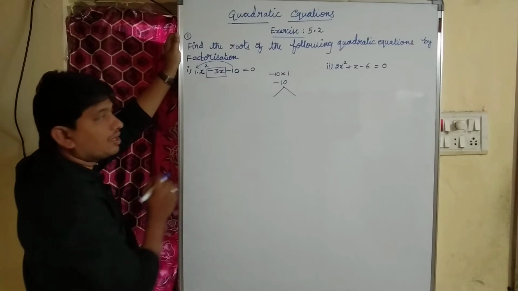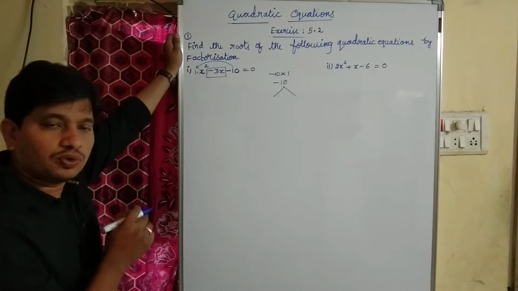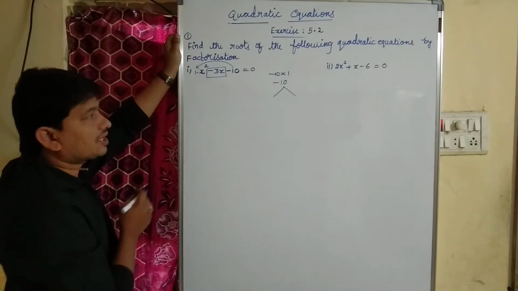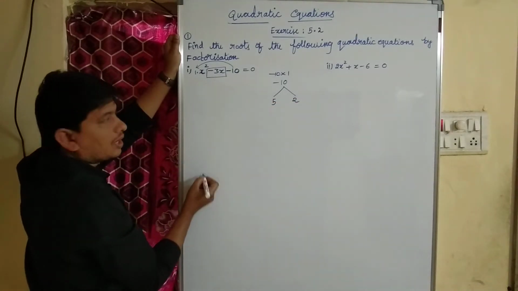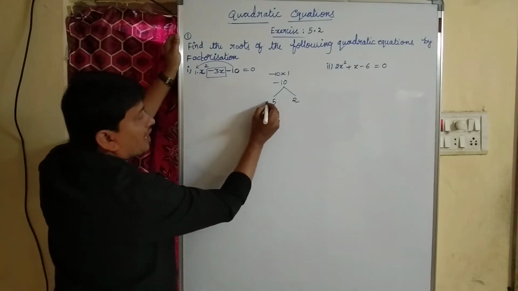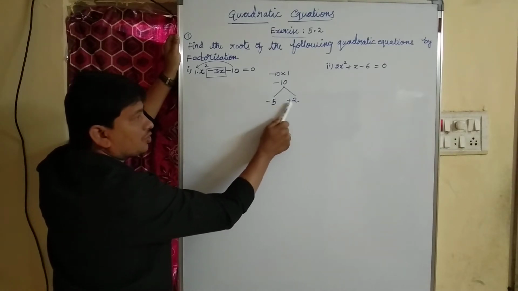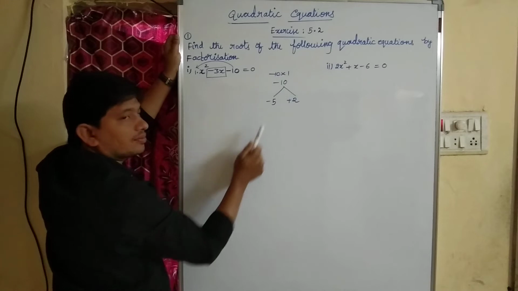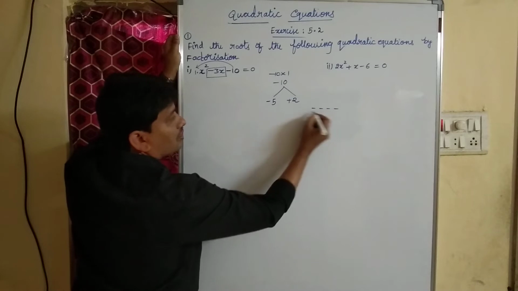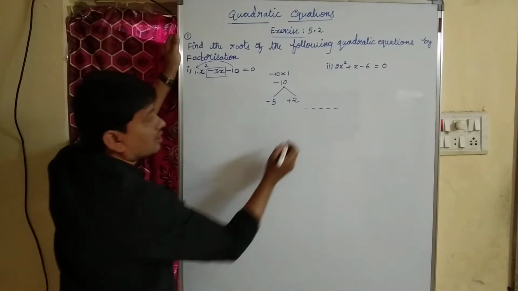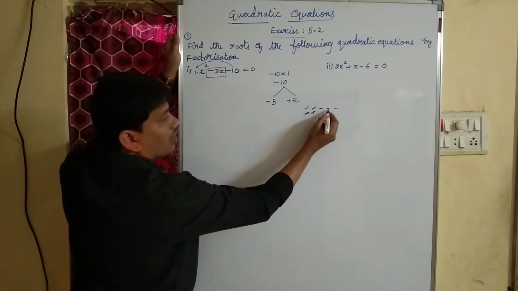Now can you tell me what are the factors of 10? 1 10s are 10, 2 5s are 10. So here the possible factors are 5 and 2. As the middle term is minus 3x, let me write minus 5 and plus 2. See here, if you multiply minus into plus, minus 5 2s are 10. At the same time, if you add minus 5 and plus 2, minus plus cancel, we have how many minus?